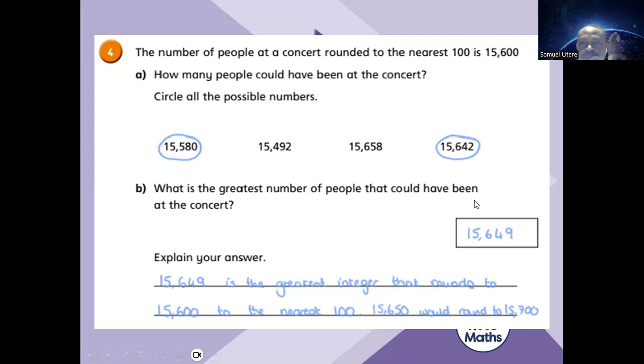Okay, let's move on. And then here you ask, what is the greatest number of people that could have been there? The greatest number would be 15,649, because if we round this, we'll still get 15,600. Just to explain again, if we use the same technique, we're rounding to the nearest 100, so we focus on the tens. That could be 4, and then that could be 9. That's the highest we can go. If it's 650, then it's going to round to 15,700. Remember what we've learned so far.